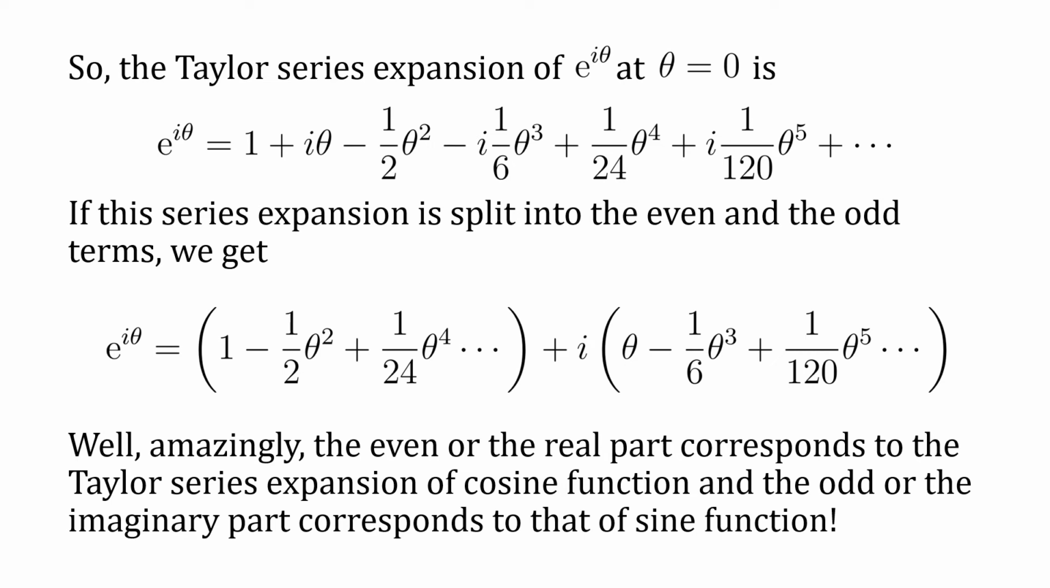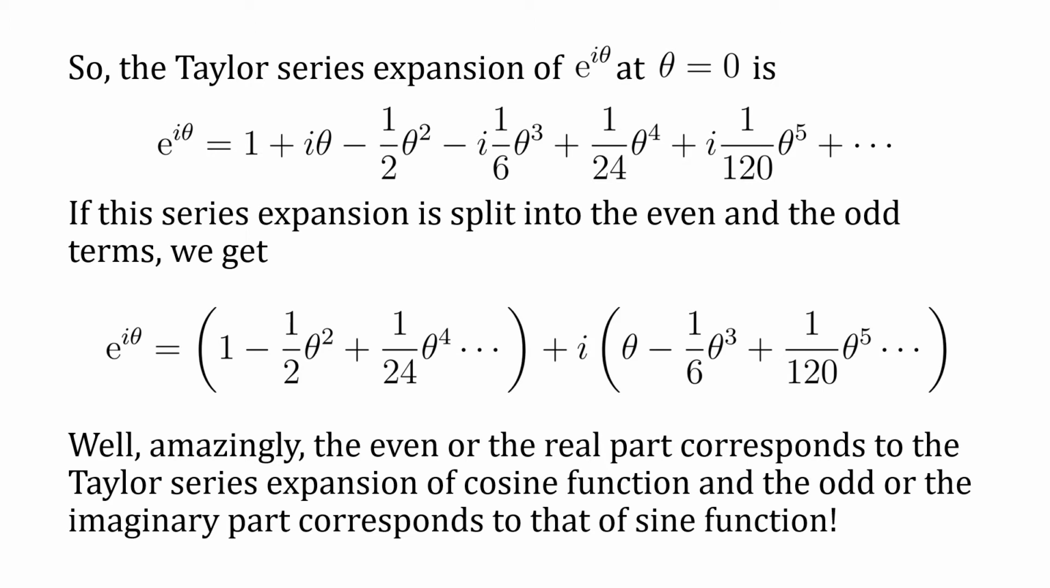So, the Taylor series expansion of e^(iθ) at θ = 0 is e^(iθ) = 1 + iθ - (1/2)θ² - (i/6)θ³ + (1/24)θ⁴ + (i/120)θ⁵ + etc.